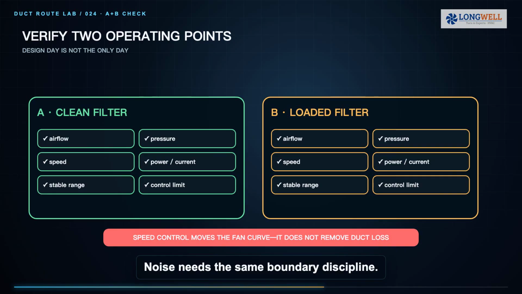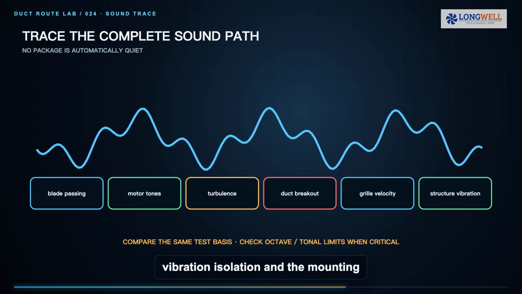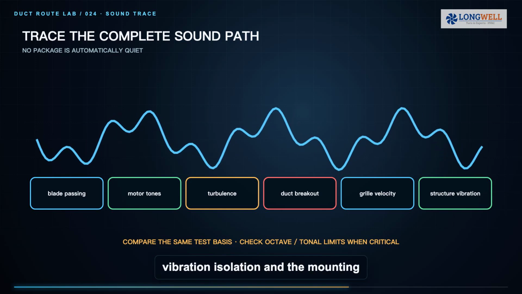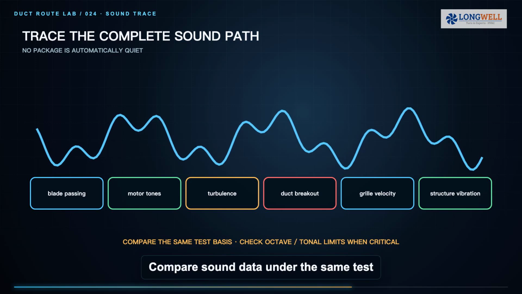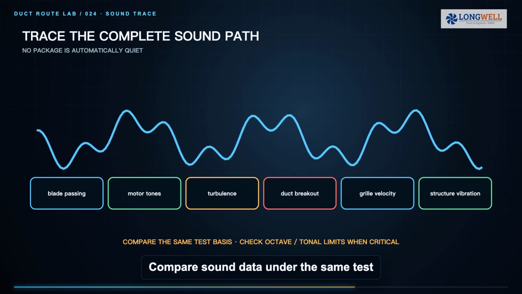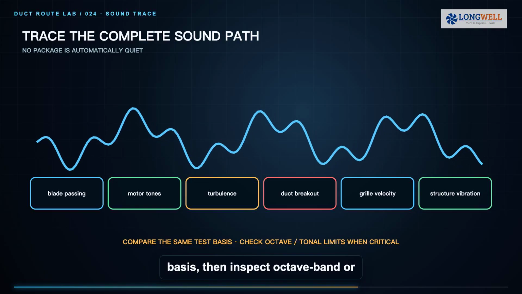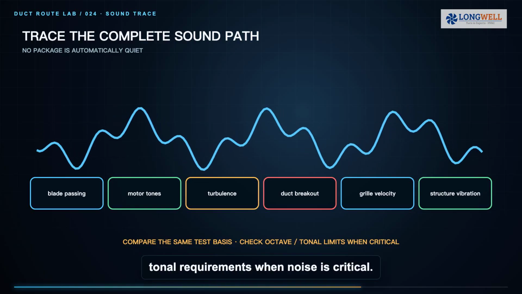Noise needs the same boundary discipline. A compact inline unit is not automatically quiet, and a centrifugal unit is not automatically loud. Aerodynamic turbulence, blade passing tones, motor sound, duct breakout, grill velocity, nearby elbows, vibration isolation and the mounting surface all matter. Compare sound data under the same test basis, then inspect octave band or tonal requirements when noise is critical.